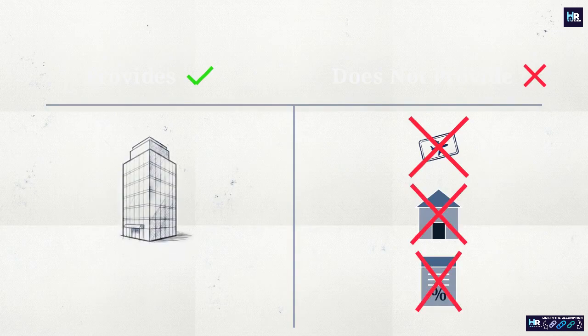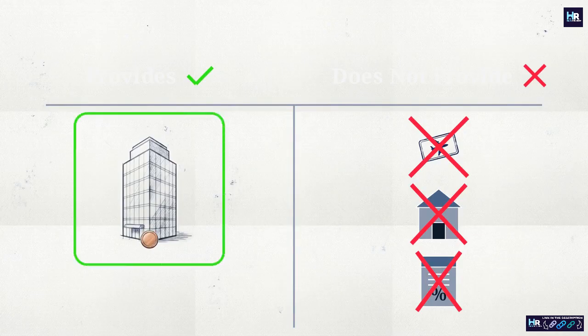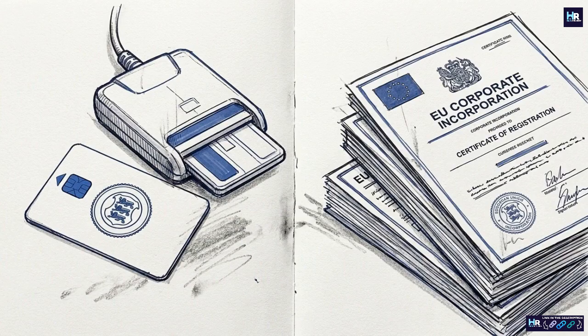What it does do is give you the right to register an Estonian OU, a private limited company, with a minimum required share capital of exactly 1 cent. E-residency provides your digital identity, while the OU is the actual corporate entity that operates under EU law.